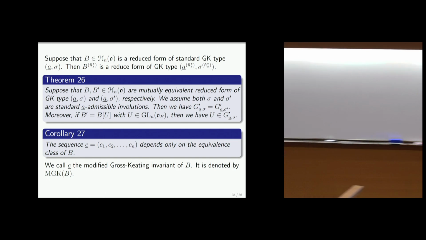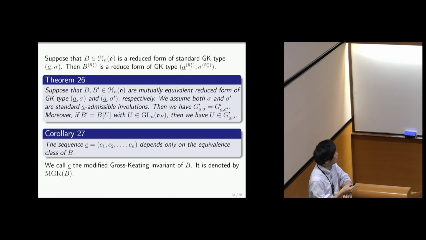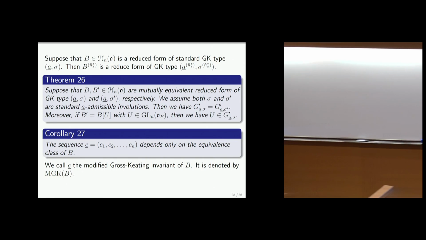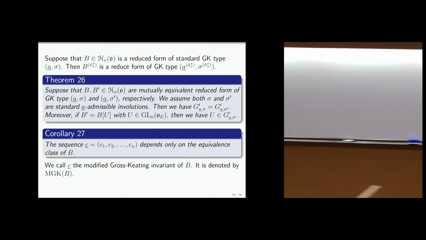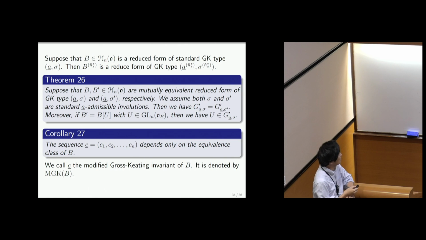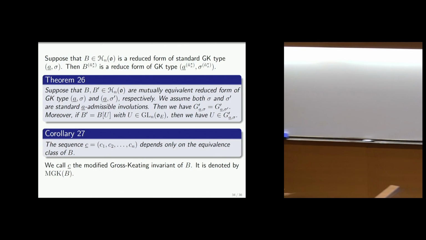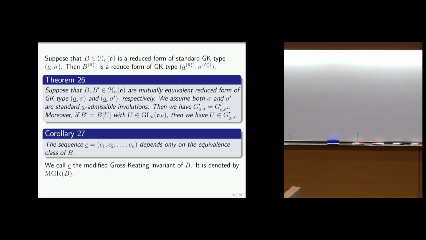So reduced forms of different GK types can be equivalent, but nevertheless we can show that these groups are the same. So this theorem implies that the sequence C is determined by the equivalence class of B. So now this non-decreasing sequence C is called the modified Gross-Keating invariant of B. It is denoted by MGK(B).